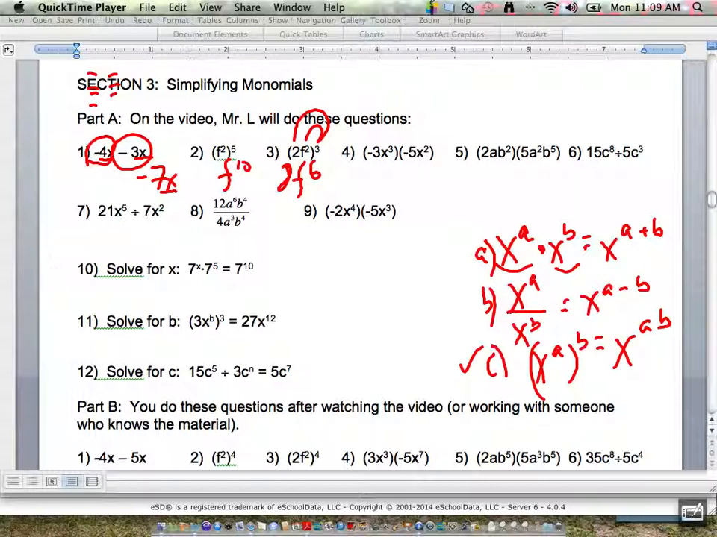Positive 15, good. You know that because when you multiply by a negative, which this is, I have to change the first sign. So I get 15, and then x to the third times x to the second is x to the fifth. Good. Nicely done.